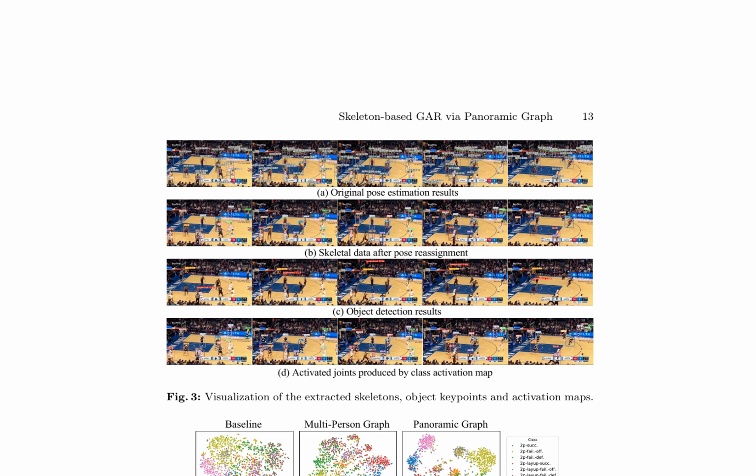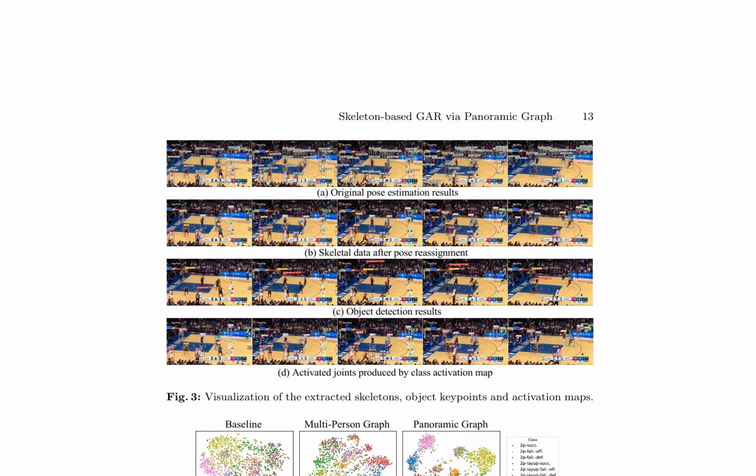The authors of the research paper visualize their proposed skeleton-based graph attention refinement (GAR) method via a panoramic graph, showcasing its effectiveness in extracting human skeletons, object keypoints, and activation maps. In Figure 3, they illustrate the original pose estimation results, skeletal data after pose reassignment, object detection results, and activated joints produced by the class activation map for a 5-frame clip from the NBA dataset.